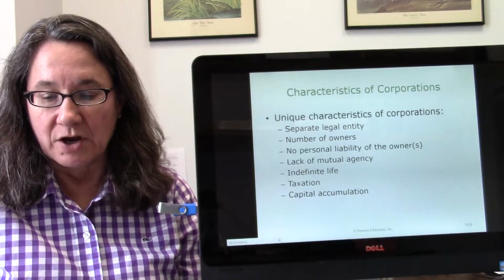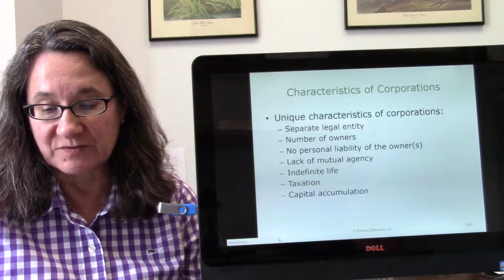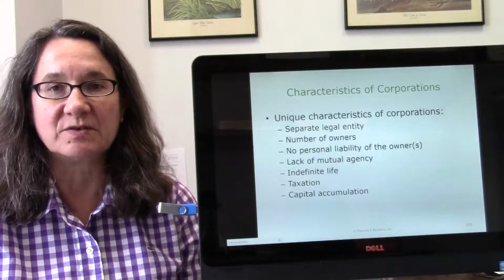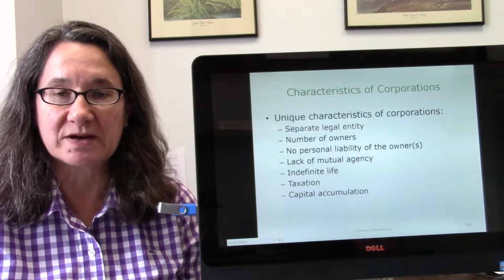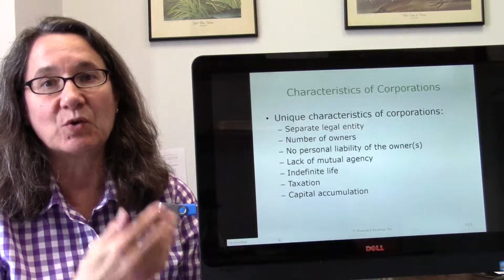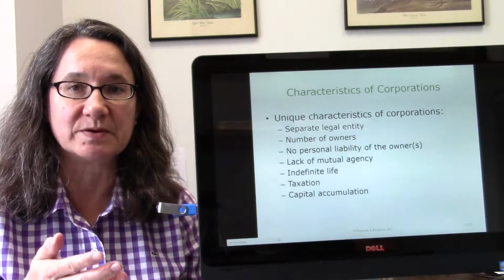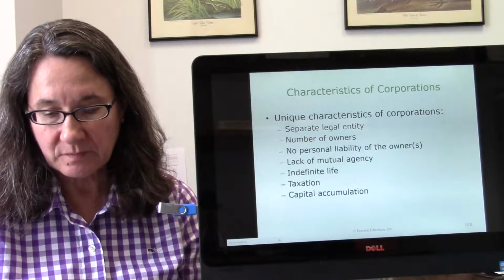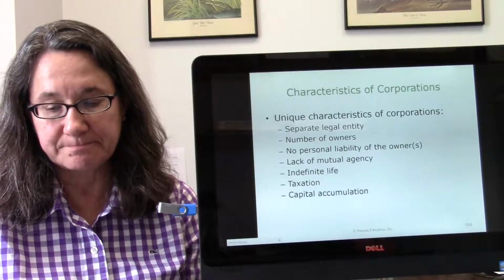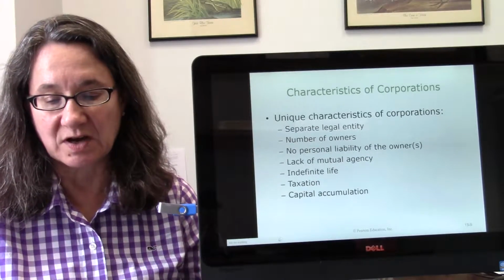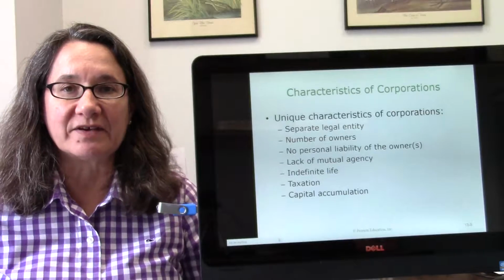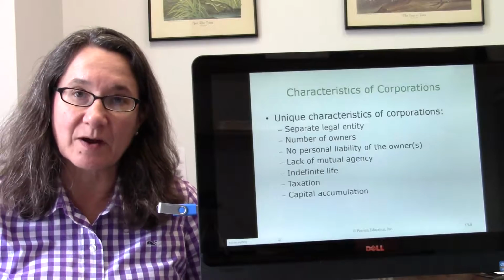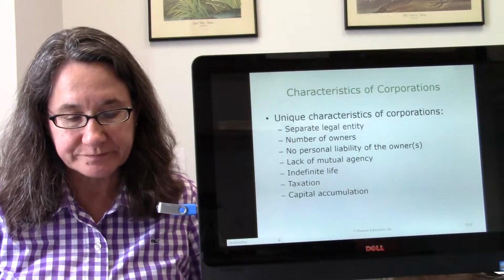No personal liability of the owners for the business's debts. Stockholders are not personally liable for the debts of the corporation. That's one of the big features: these corporations are standalone entities. So if the corporation gets in some kind of trouble and can't pay its bills, they can't come to the owners to try and get that money. Lack of mutual agency: stockholders cannot bind the business to a contract. Just because you bought stock in Microsoft doesn't mean you can operate on Microsoft's behalf. Microsoft doesn't operate on your behalf, so it goes both ways.